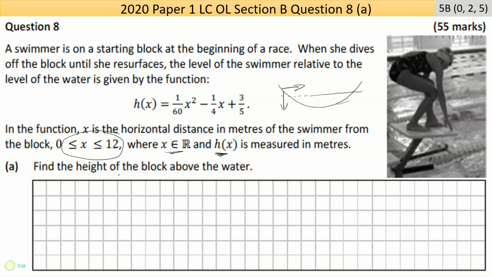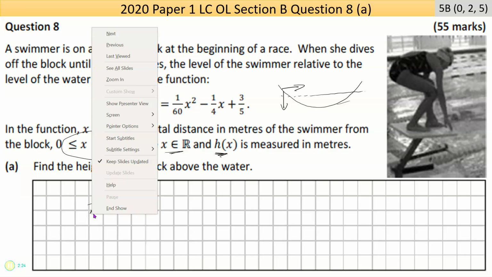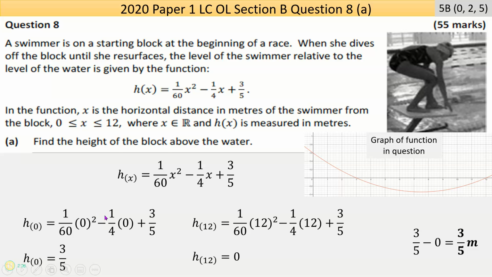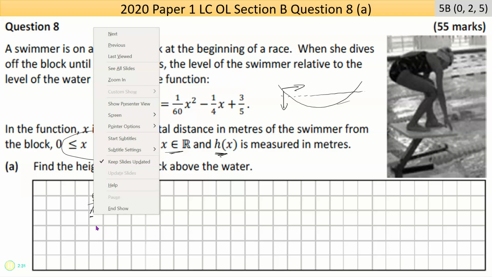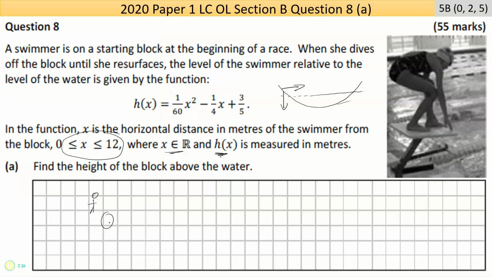So it says find the height of the block above the water. This function has two unknowns: the horizontal distance and the height. So all you've been asked there is find the height of the block above the water. You have to realize that if this person is ready to dive, that's where they're standing. What's their horizontal distance right there? It's 0. That's their starting point. So really all you're doing is finding what's h of 0.